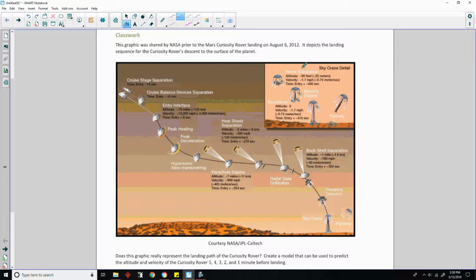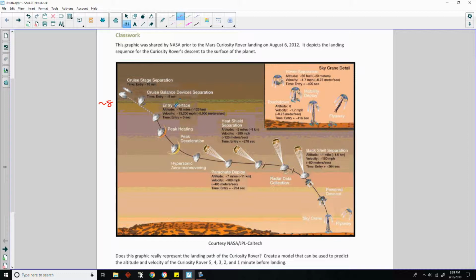Sky crane details. So this is rover separation, touchdown, mobility, deploy. This is all happening down here. It's like a blown up. So let's start over here. Cruise stage separation, time of entry 10 minutes. Cruise balance devices separation, time entry, and then there's a squiggly line and an 8 min. And that little squiggly line, like this, means approximately 8 minutes.